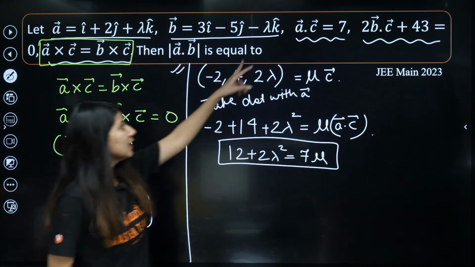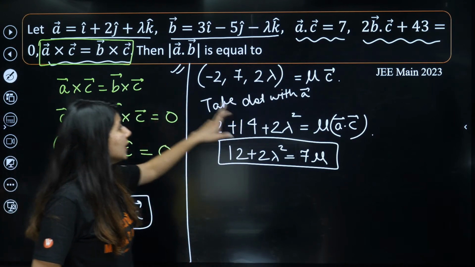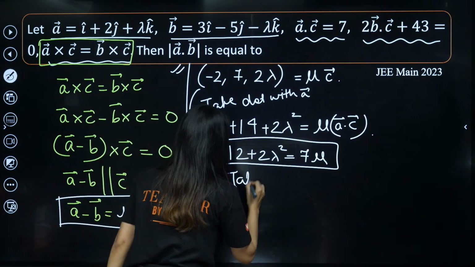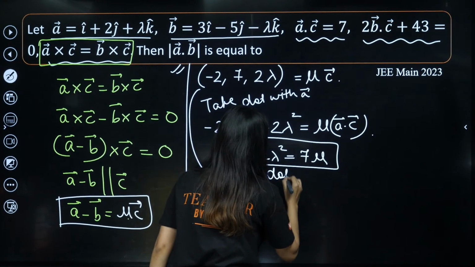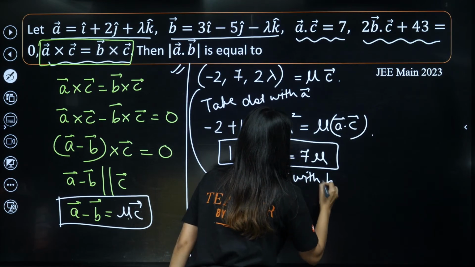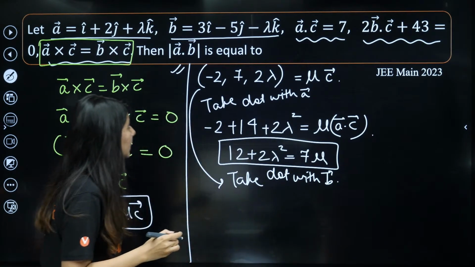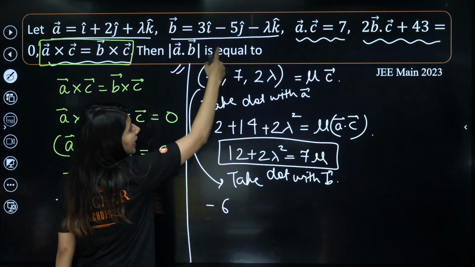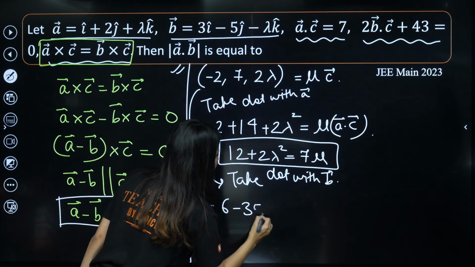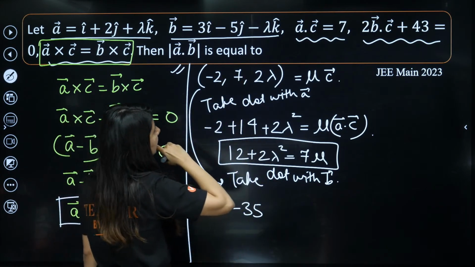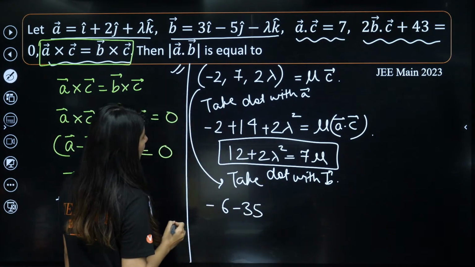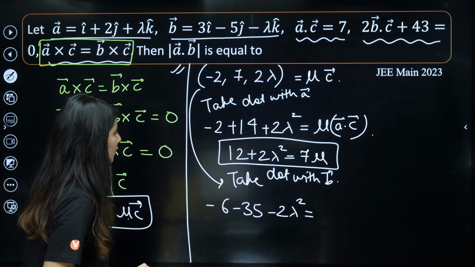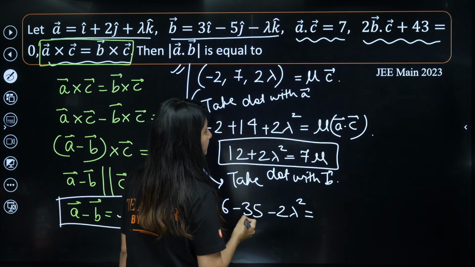Taking a dot c, right? Now taking b dot c. Let's take dot with b vector. The moment you take dot with b vector, that would be 3 2s are minus 6, and then 7 5s are minus 35, and then we have minus 2 lambda square, right?